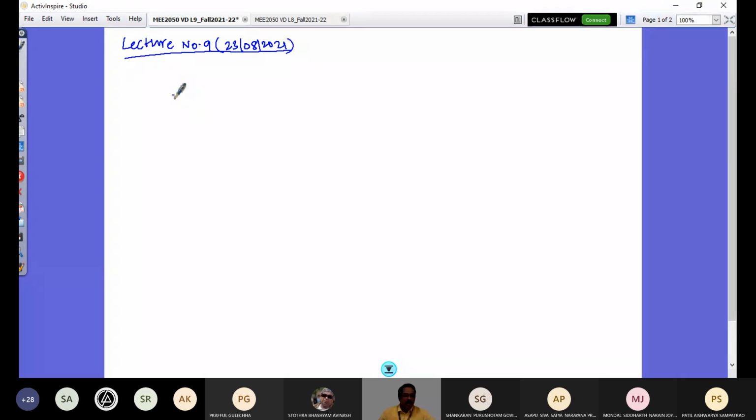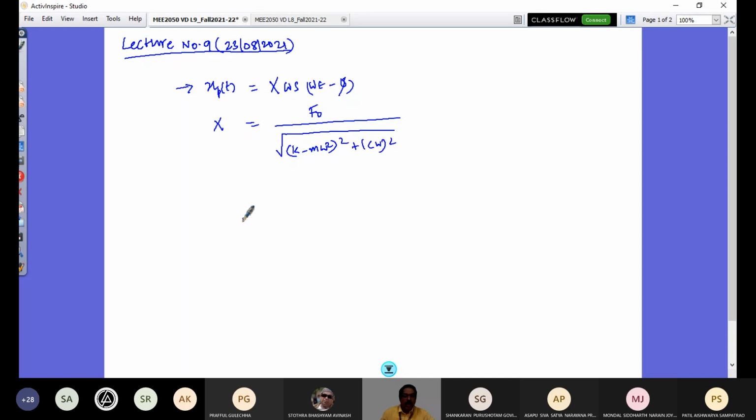So what we were seeing in the last class, the response was given by x p of t, where p is the particular integral part or steady state solution, represented as X cos of omega t minus phi. In this, X is called the amplitude, and that is obtained by the expression F naught divided by under root of k minus m omega square whole square plus c omega whole square. And in this, the phase angle phi would be given by tan inverse of c omega by k minus m omega square.